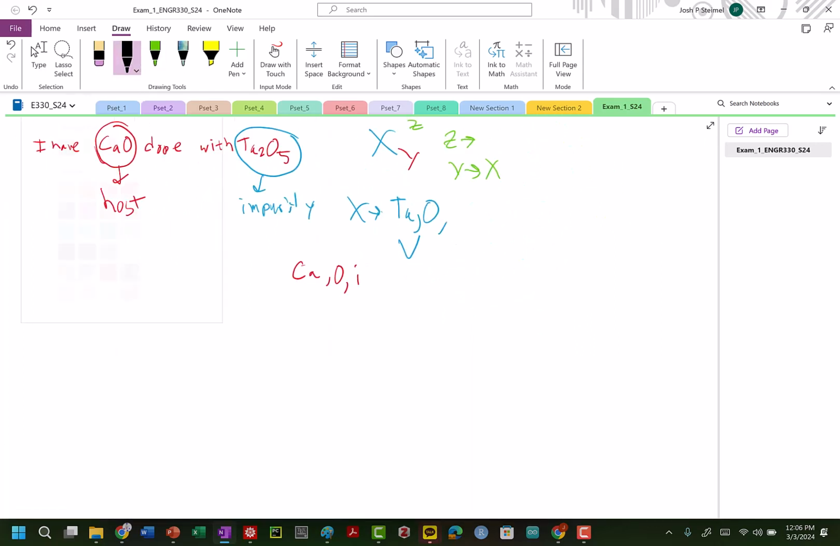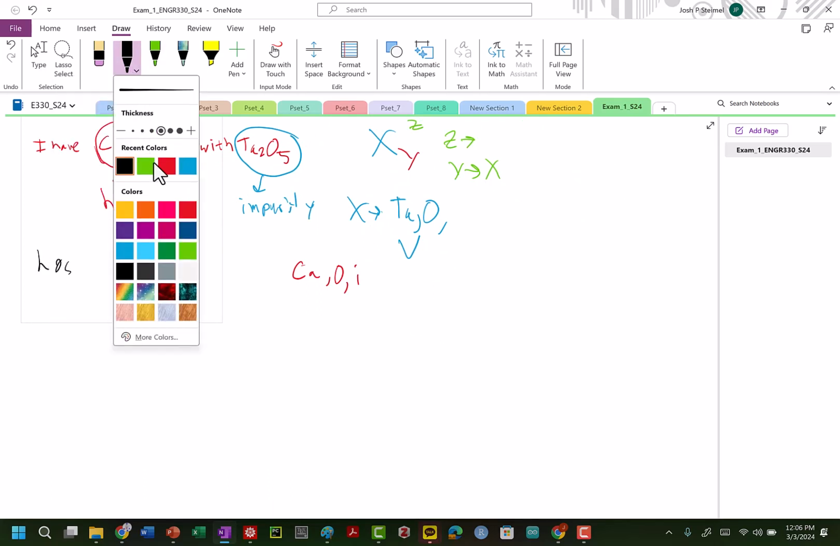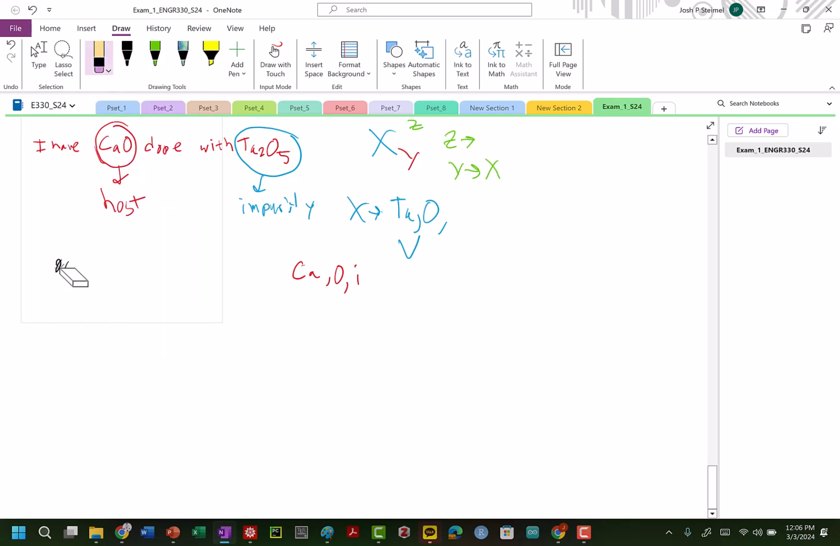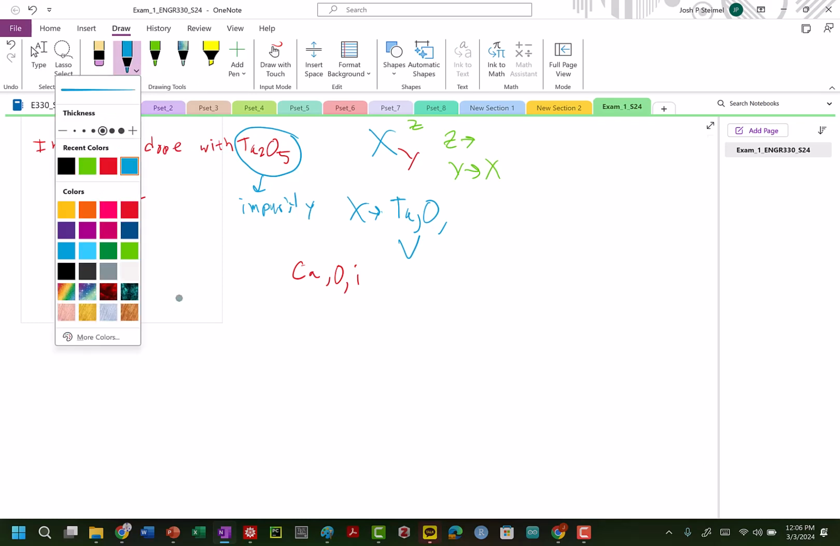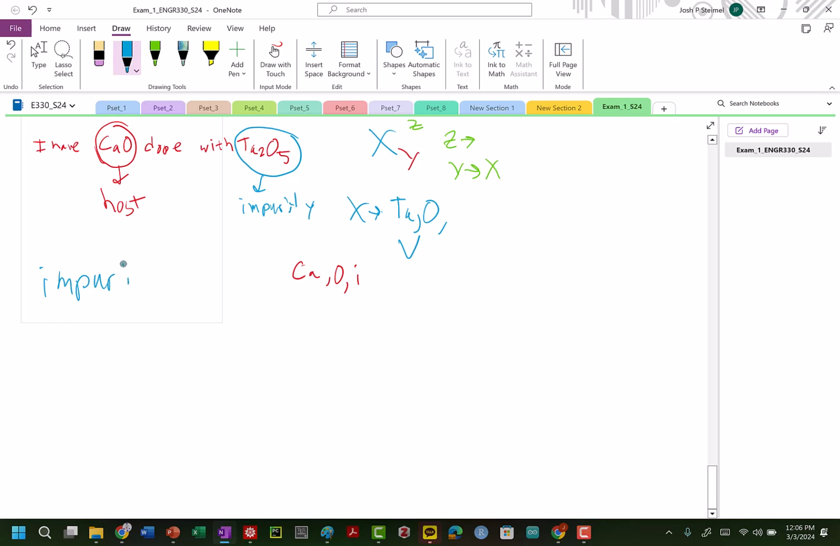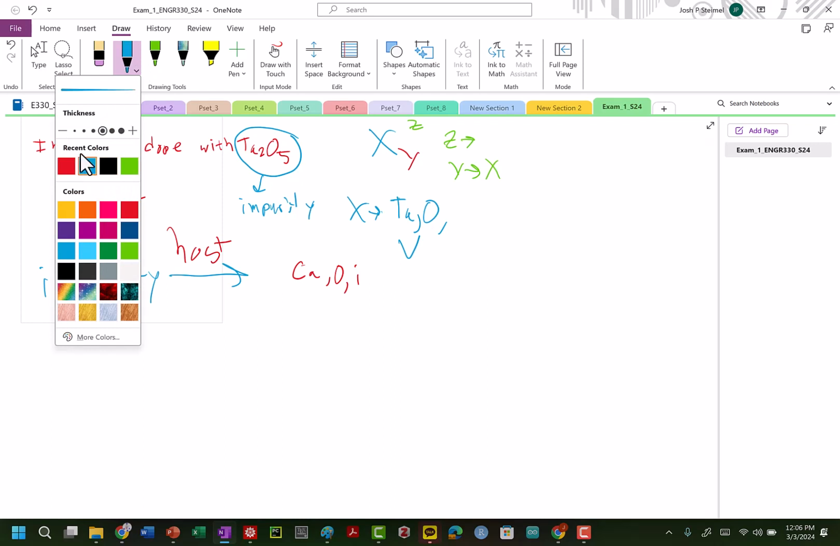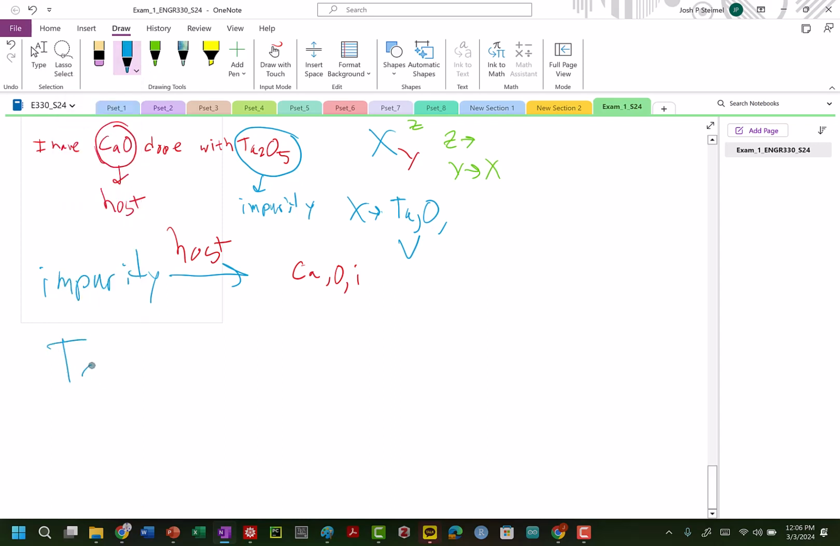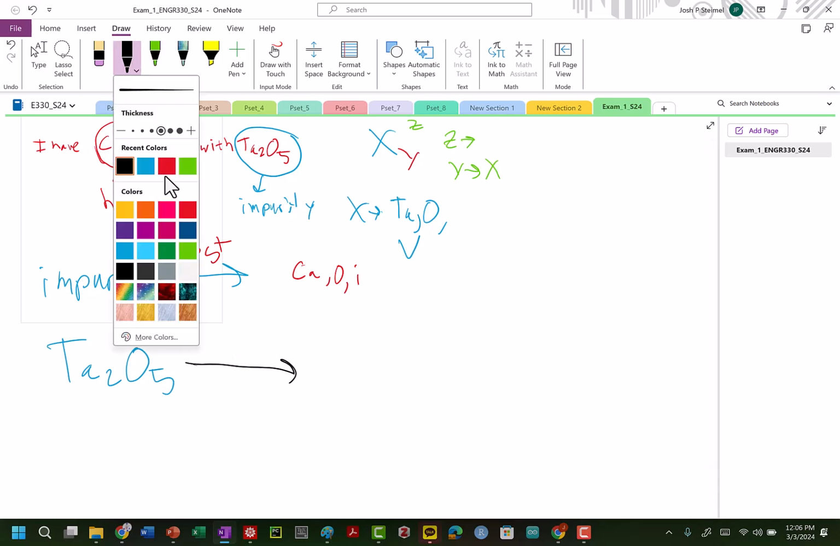Whenever I'm doing a defect reaction, let's just be consistent: I'm going to put my impurity here, and then my host goes right here. So I'm just going to rewrite this and write a defect reaction. I need my Ta2O5, and then I'm going to have a black line going into my host, which is my red, CaO.